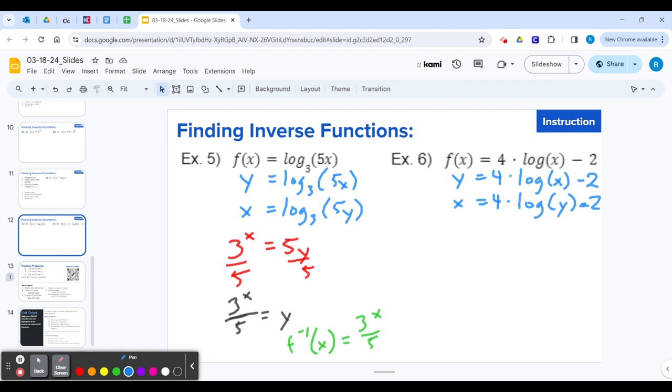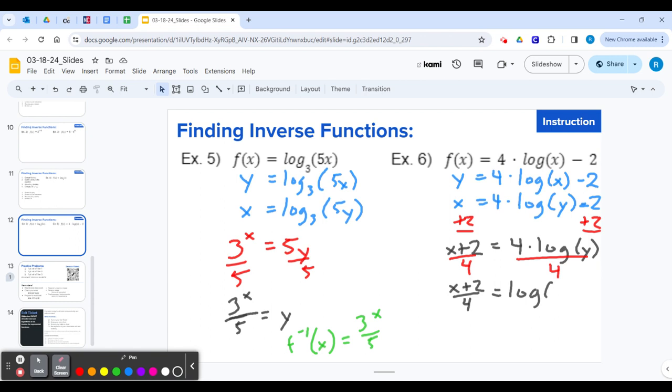Now we're going to try to get y by itself. So I need to move this 2 over first, adding it to both sides. I'll get x plus 2 equals 4 times log of y. And now I'll need to divide that 4 from both sides. So divide by 4, divide by 4. This is going to be a really funky one for sure. We get x plus 2 over 4 equals that log of y.